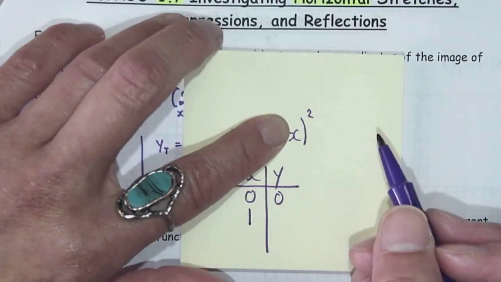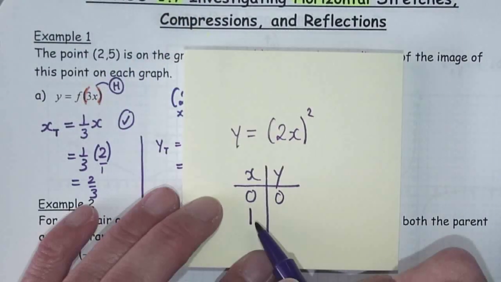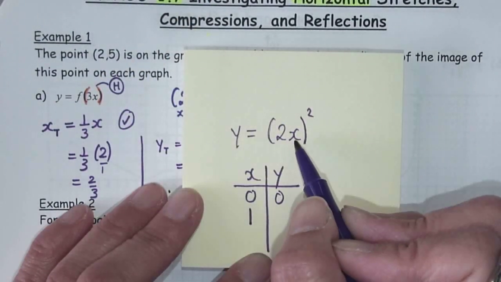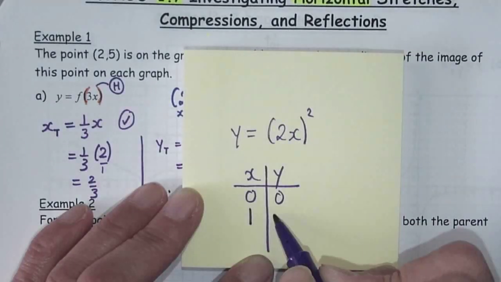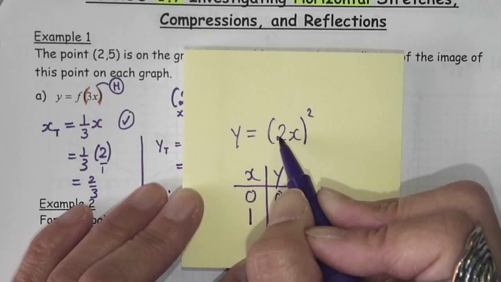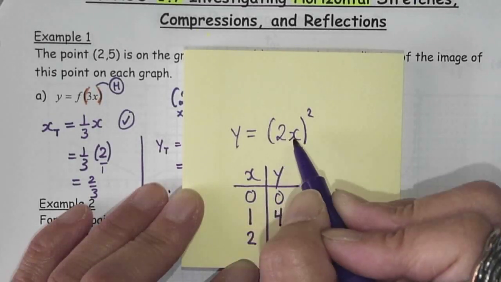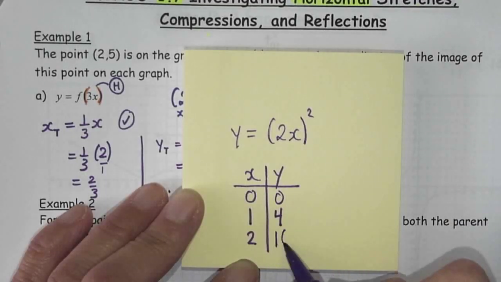1 squared. So if this was my regular, we know our parent function, x squared, right? 1, 1. What if I put 1 in here now? 1 goes in, 1 times 2 is 2, so it's 4. Does that make sense? So it's 1, 4. I put 1 in there, 2 squared. What if I put 2 in? So 2 in, 2 times 2 is 4 squared, 16.